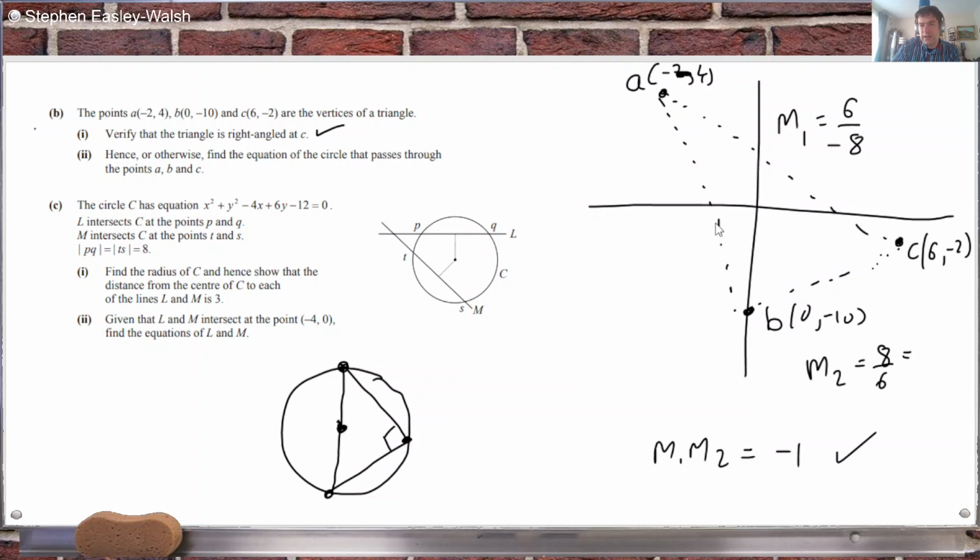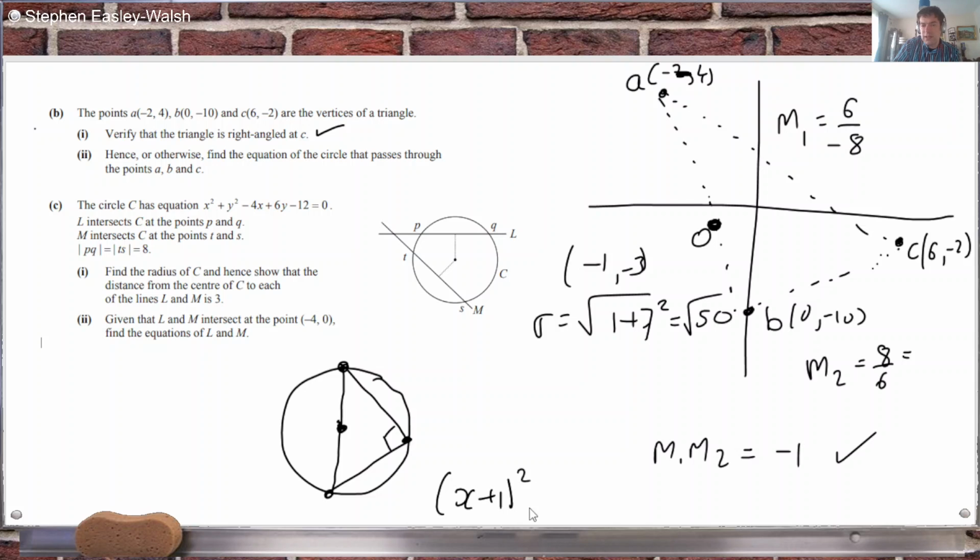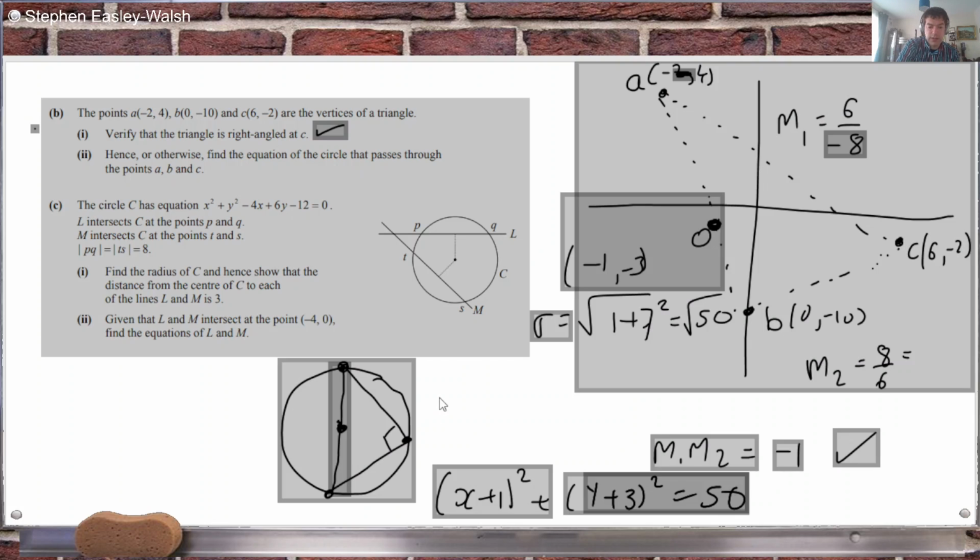-2 plus 0 divided by 2 is -1. 4 plus -10 is -6 divided by 2 is -3. So (-1, -3), the center is there. And then the radius would be the distance from that to that, so that would be square root of 1 squared plus 7 squared. So that's root 50. So I think the circle is (x + 1) squared plus (y + 3) squared equals 50. That's what I think. Okay, let's have a look at the next part here.